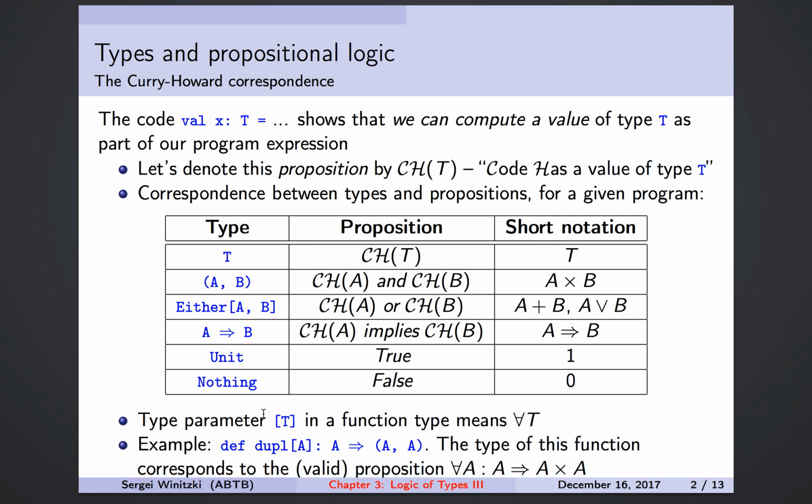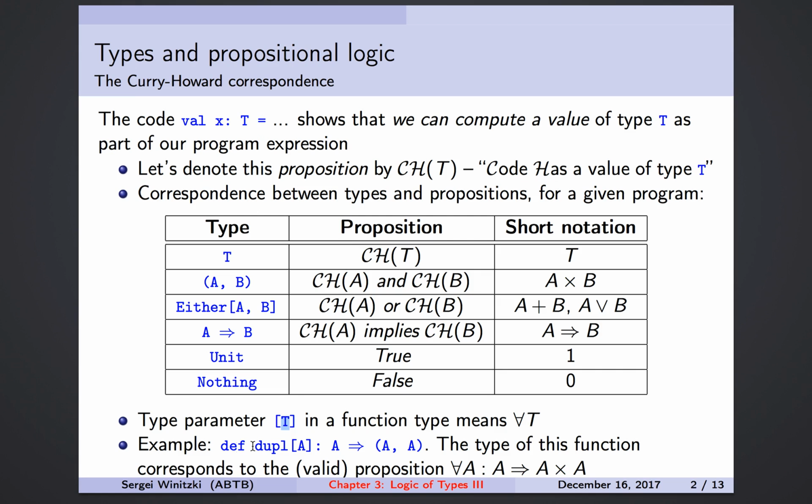So if we have a type parameter in a function, it means that the function is a value defined for any such type. And in the logic notation, that is denoted like that, for all t. In other words, for all propositions t, something is true. In the program, it means for all types t, we can get that value or that function.